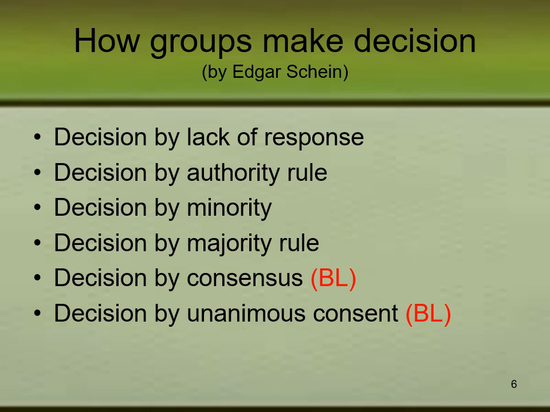Okay, next we go to how groups make decisions by aggregation. There are 6 ways groups normally make decisions, and I believe you have experienced some of these. The 6 ways are: by lack of response, by authority rule, by minority, majority rule, consensus, and unanimous consent.